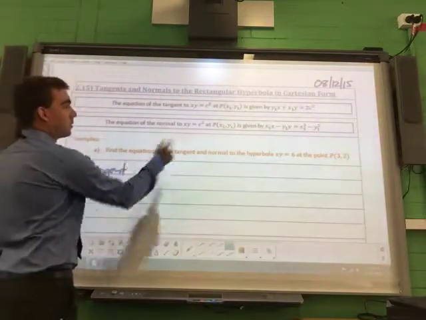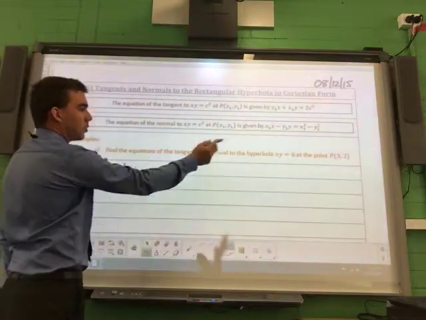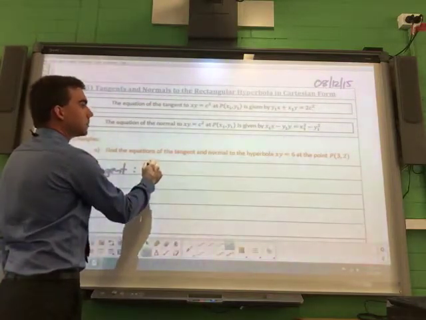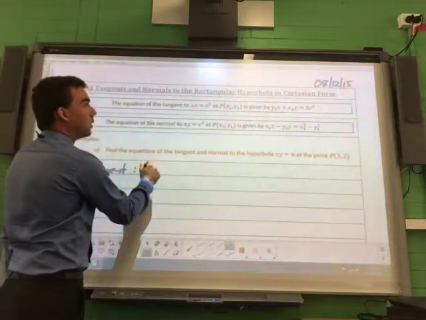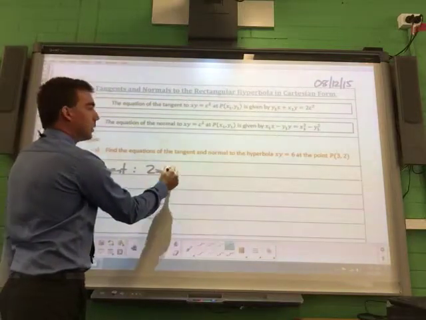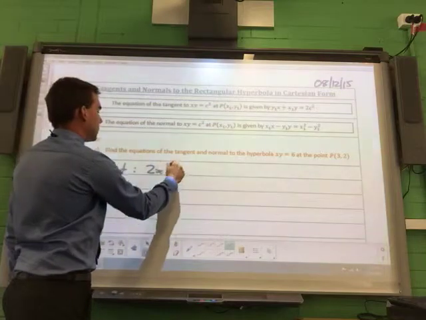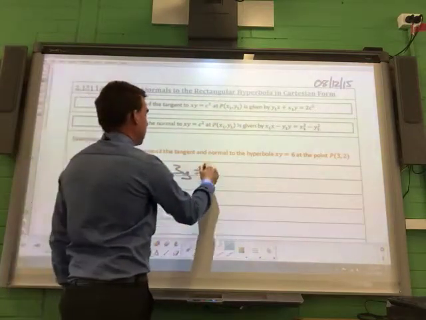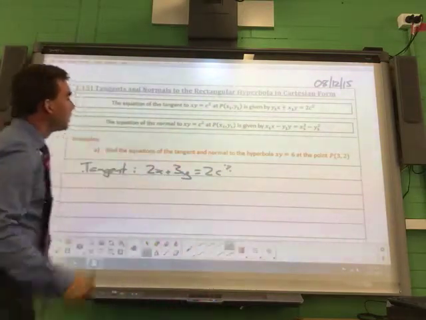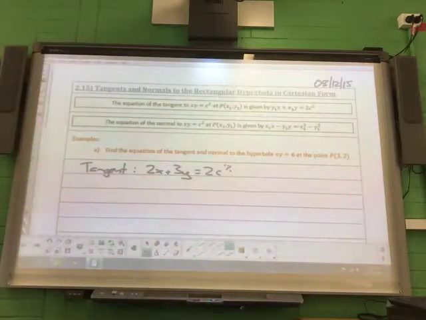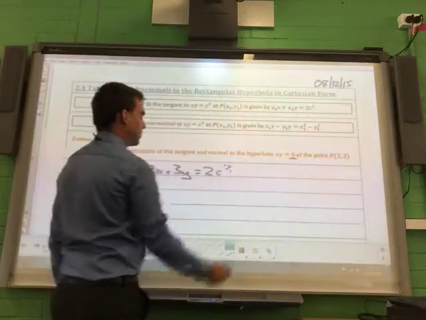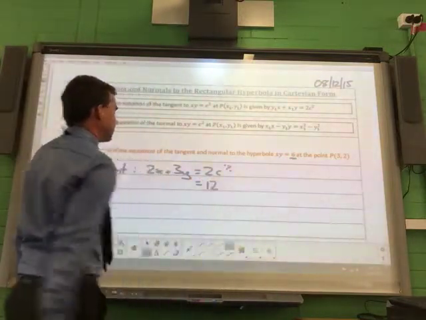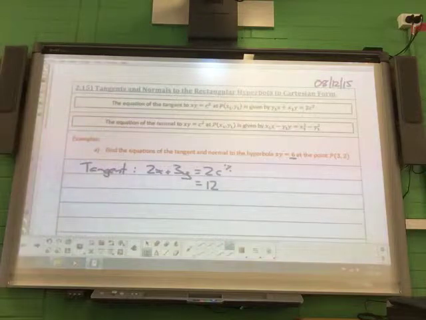The tangent is going to be given by the external point 3, 2. So we've got y1, so 2x plus 3y is going to be 2c squared. Okay, so c squared in this example is 6. So 2 times 6 is 12.